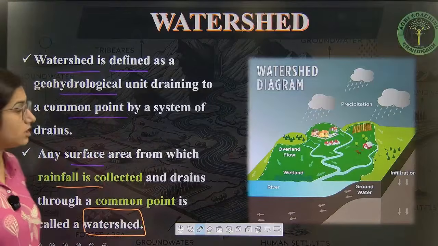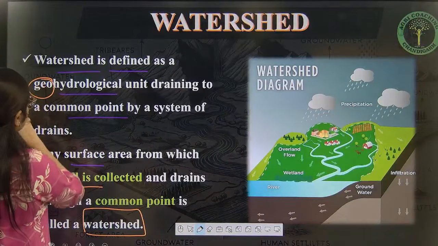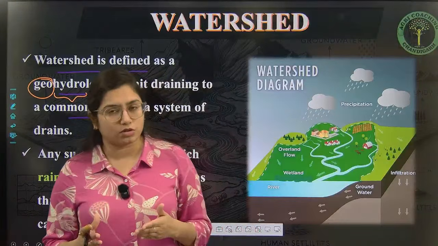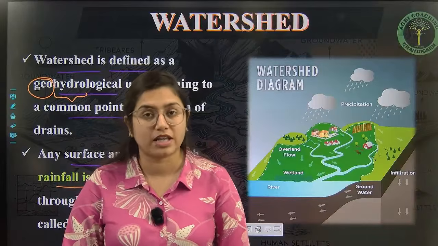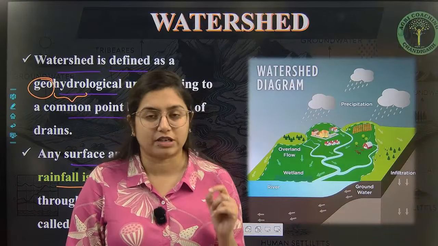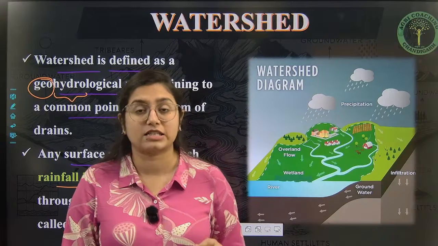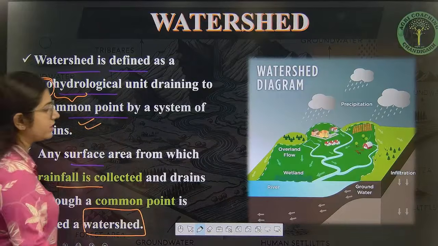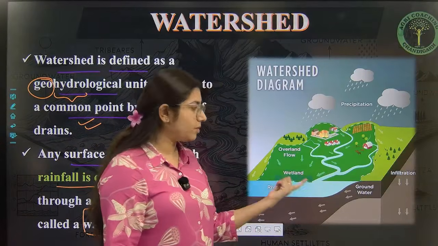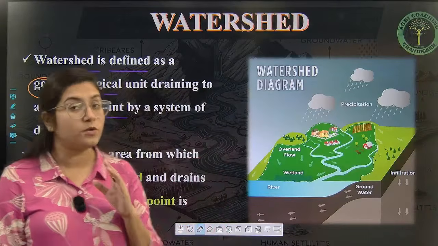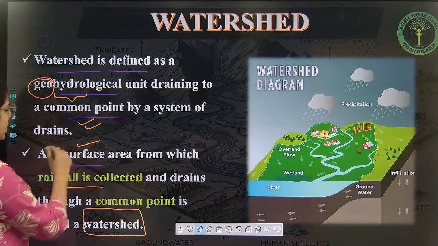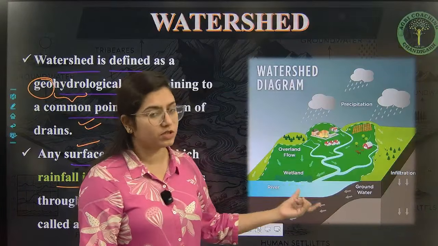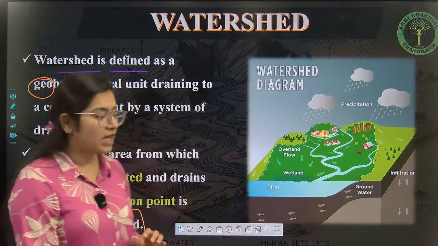Watershed is a geohydrological unit. Why? Because geo represents the land and hydro represents the water. Definitely, watershed is a part of both. It is a part of water bodies and definitely a part of the land unit as well. That's why we consider watershed as a geohydrological unit, which is a common draining point. Different streams drain at a common point, which is known as the watershed. It could be any surface area, but the common point will remain the same, which is known as the outlet.